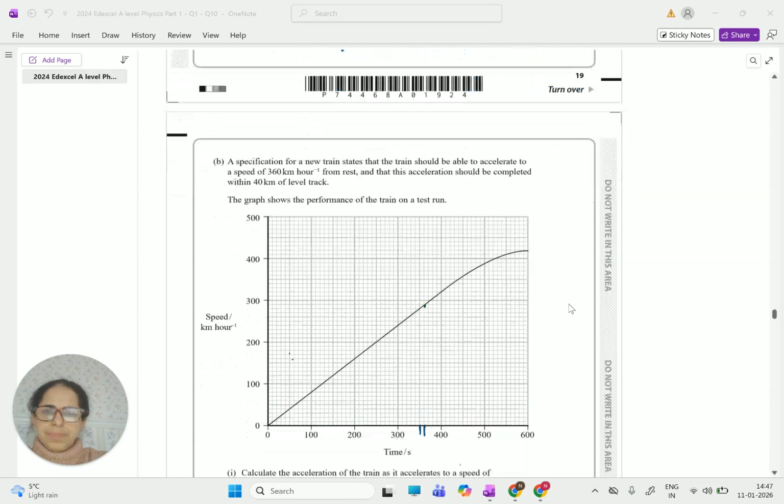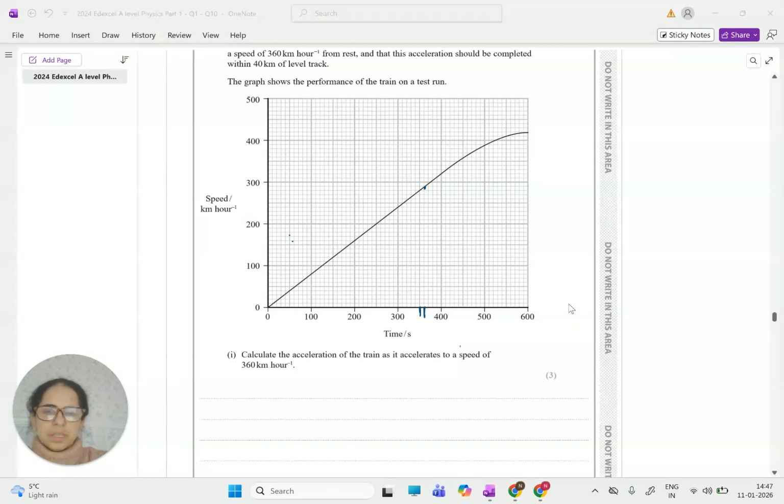Alright, let's do the second part. It's asking you to calculate the acceleration of the train as it speeds up to 360 kilometers per hour. So 360 is somewhere here, and so I have the time to speed up to here. Now it's a simple question. All of you know how to do that.